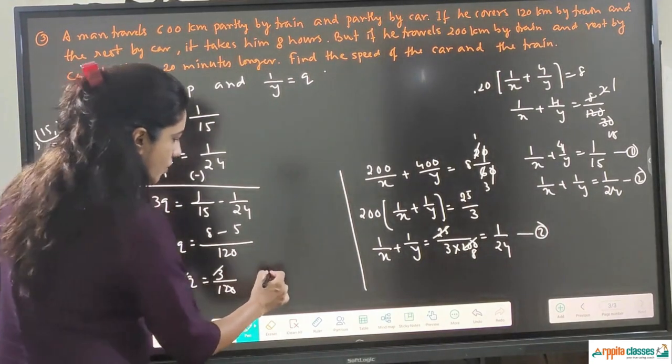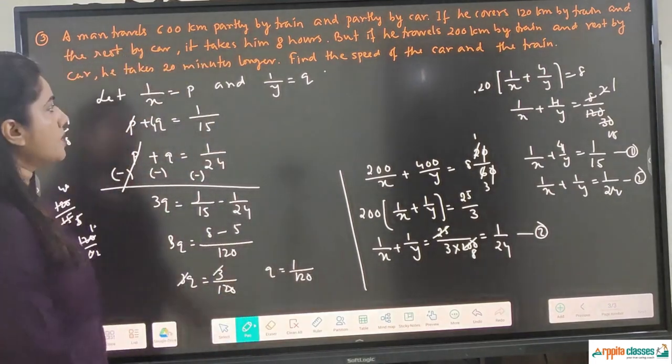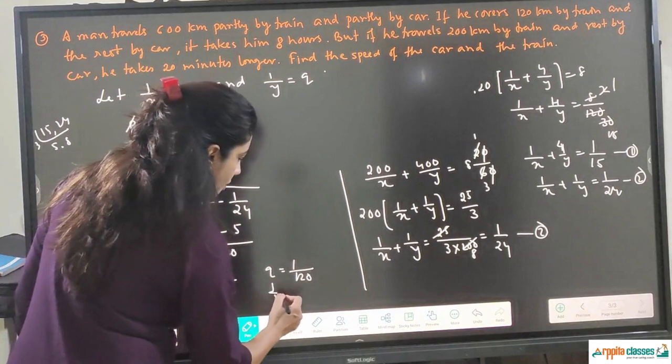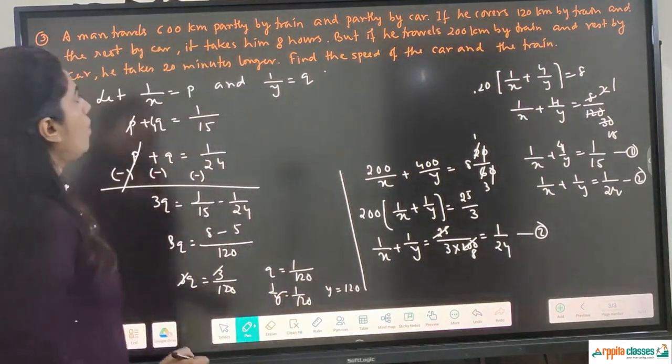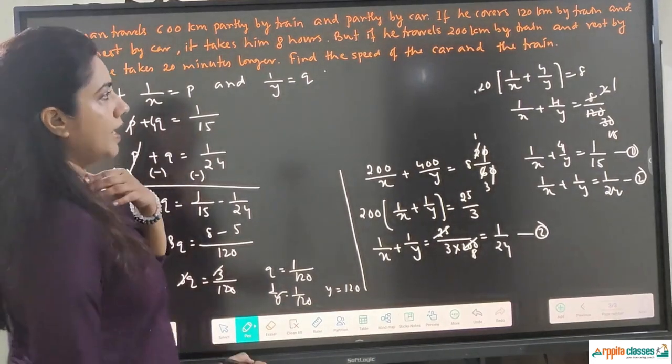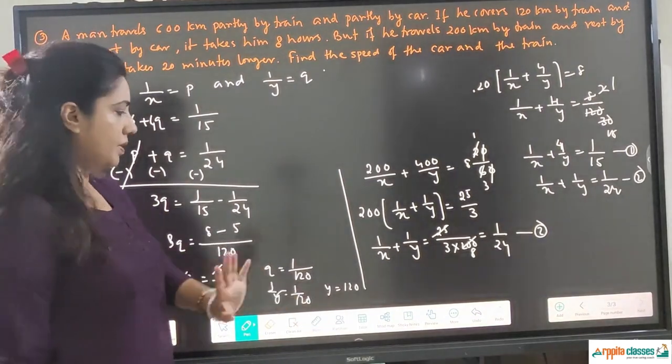3 gets cancelled. So q is equal to 1 upon 120. Now what is my q? 1 upon y. So 1 upon y is equal to 1 upon 120, or y is equal to 120. What did we consider as y? The speed of the car. So speed of the car is 120 km per hour.